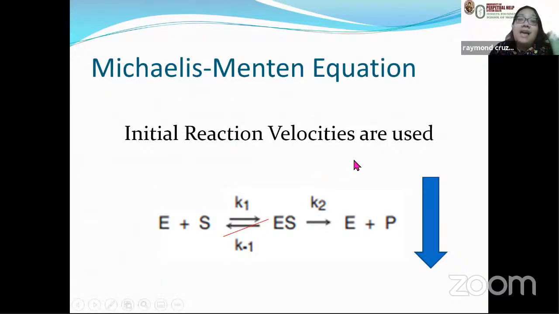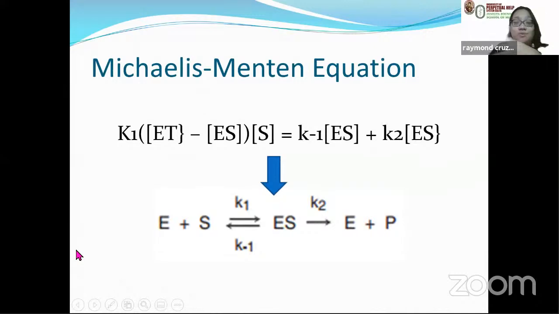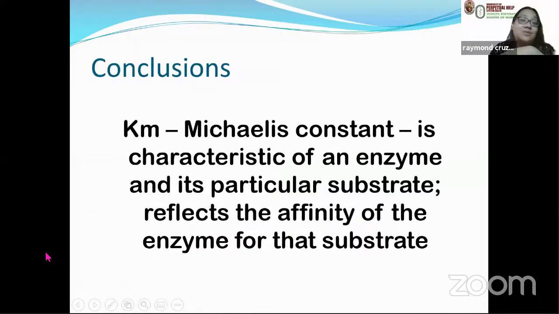And if initial reaction velocities are used, then your end of the equation is almost zero, because this is where the velocities are at their peak. So initial reaction velocities are used, thereby decreasing that side of the equation, thereby you have almost a zero. Don't worry, we won't ask you to derive your Michaelis-Menten equation.